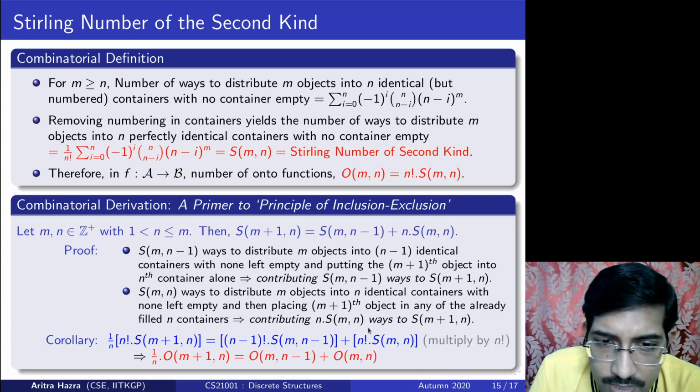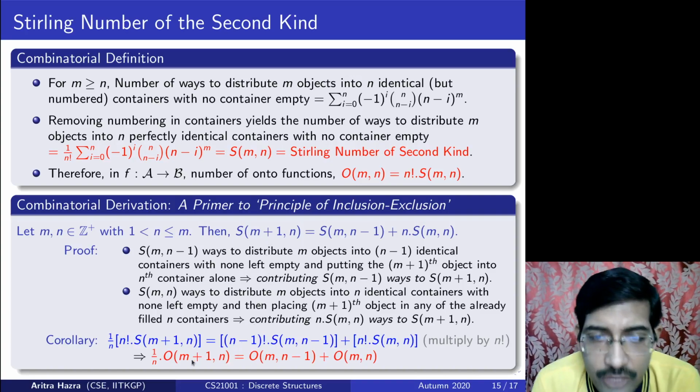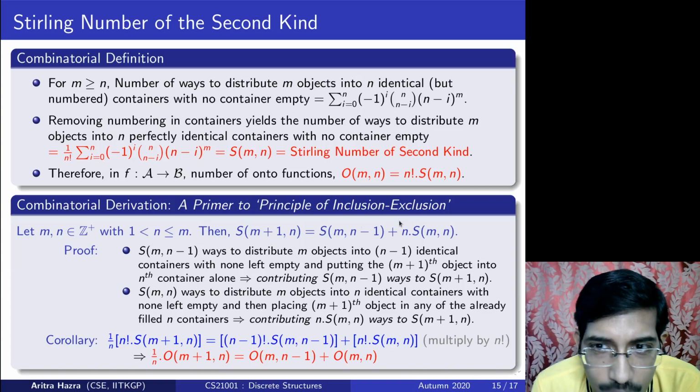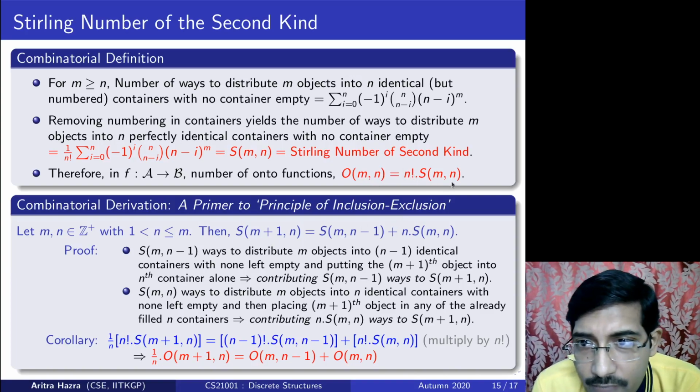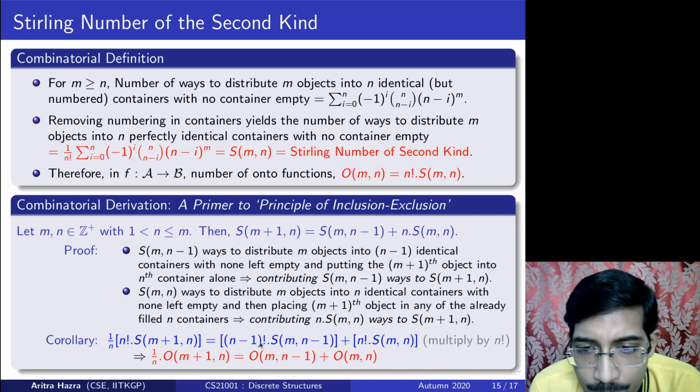See, this is how we can do the same recursive definition over onto functions, because my onto function says that O(m,n) is n factorial S(m,n). Therefore this is O(m+1,n). n remains the same. So 1 by n into O(m+1,n) equals O(m,n minus 1) plus O(m,n).